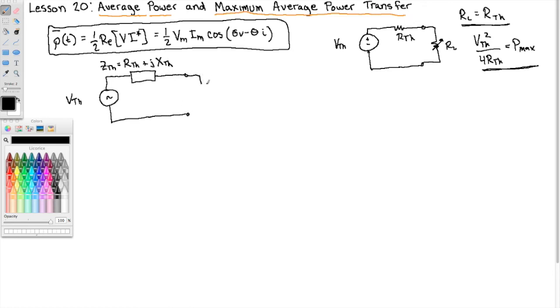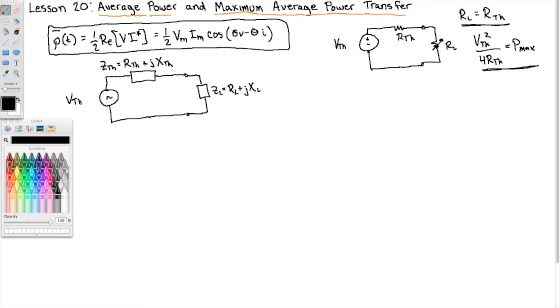The question now is, what impedance should I connect to the circuit, call that ZL, load impedance, in order to absorb the maximum amount of average power? And how much is the maximum average power that I can get from this circuit? So we're going to call the load impedance RL plus j times XL. So the question is, what is RL and what is XL in relation to these guys over here? And how much power can I get?